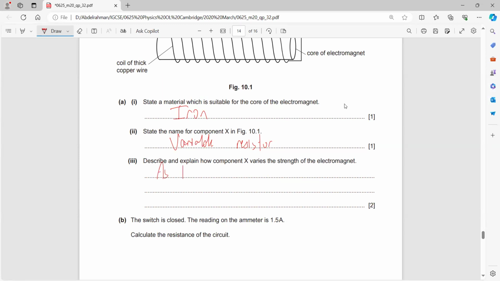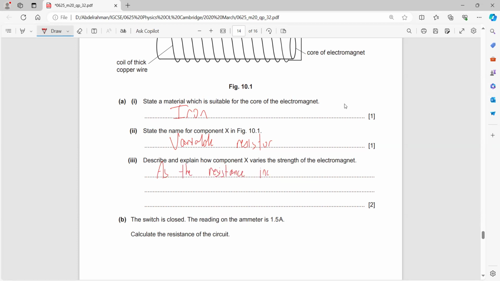So as the resistance increases, the current decreases, and therefore the magnetic field strength also decreases.